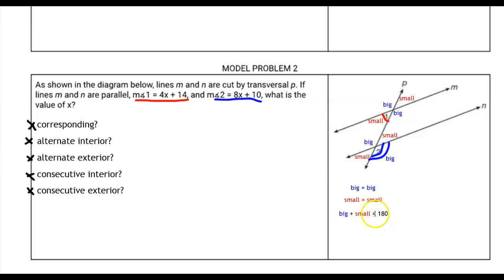This might seem a little simplistic, but it always works with parallel lines and transversals. So this is a good thing to keep in mind. If they're the same, they're equal. If they're not the same, they add up to 180. So how does this help us with our problem? Let's set up an equation with one small and one big. We're using the transversal angles rule to say that big plus small is equal to 180. 8x plus 10 is the big angle, 4x plus 14 is the small angle, and they should be equal to 180. Now it's just algebra.